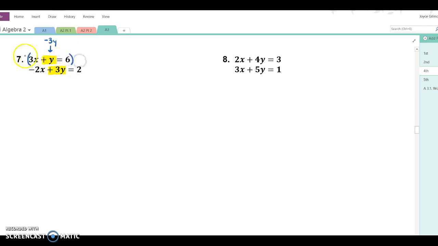Multiply the top equation by -3. That would give us -9x minus 3y equals -18. And then it's usually a good idea to recopy the other equation underneath as well.